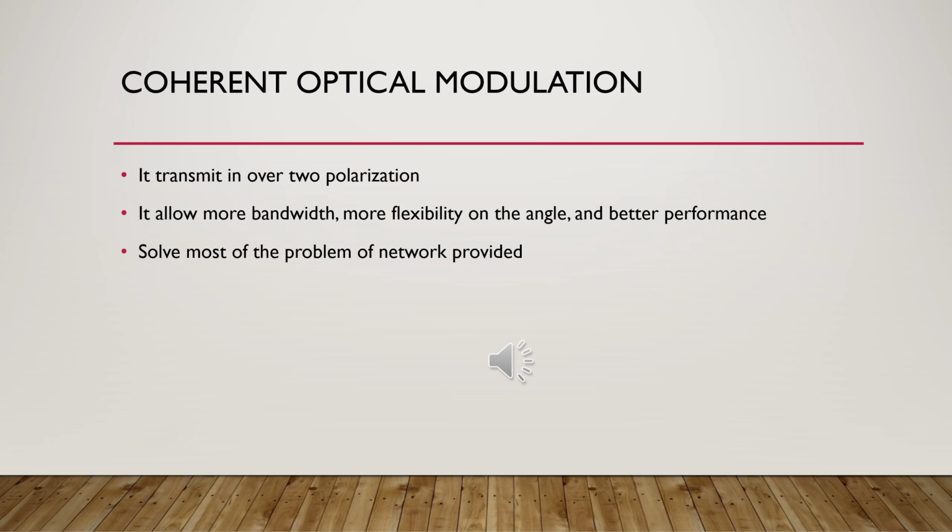This optical modulation is more complex than the last two modulation methods, but it can give you more advanced technology and better results. First, we can see that this method allows transmission over two polarizations. This basically lets you have more bandwidth, more flexibility on the angle, and better performance. Actually, this solves a lot of problems that network providers have right now.